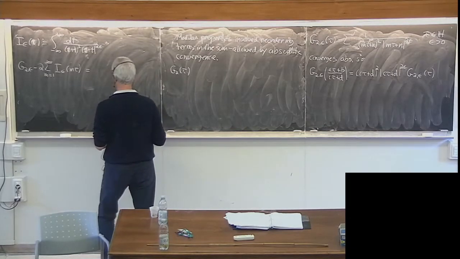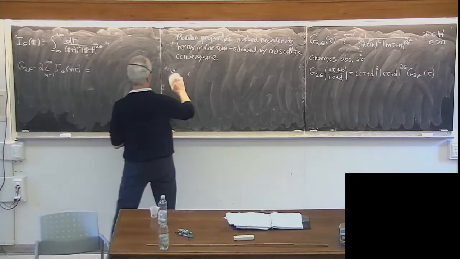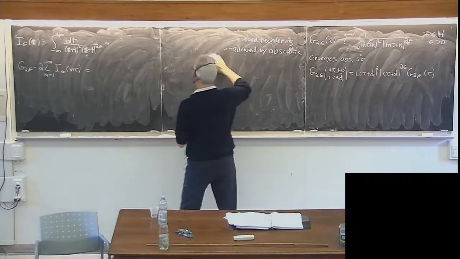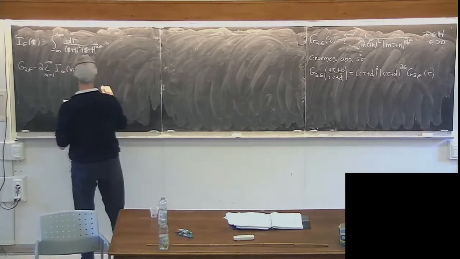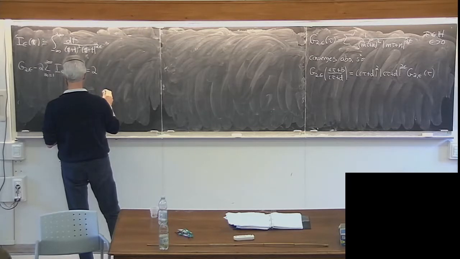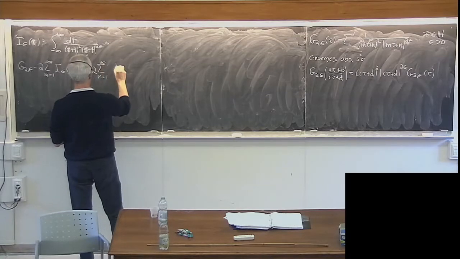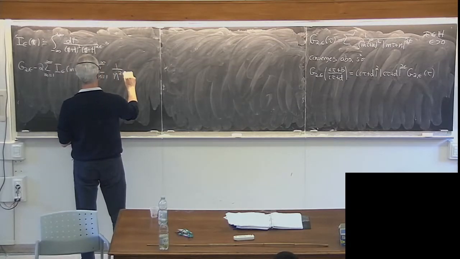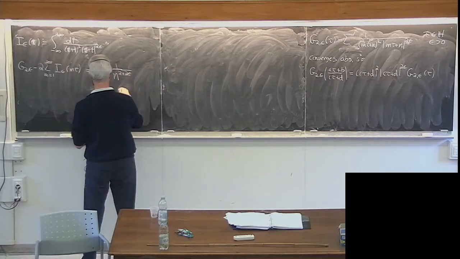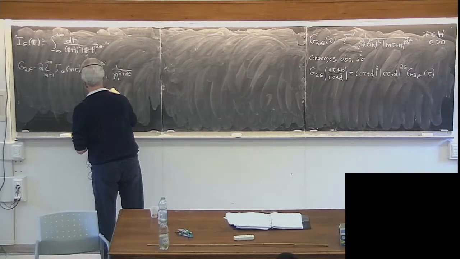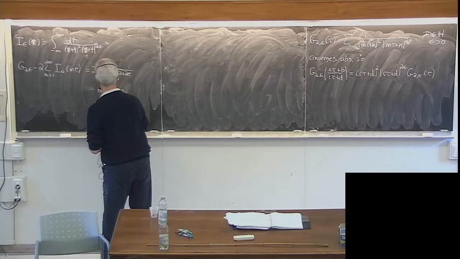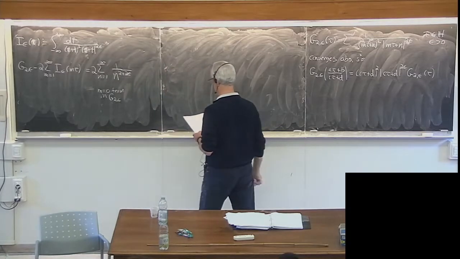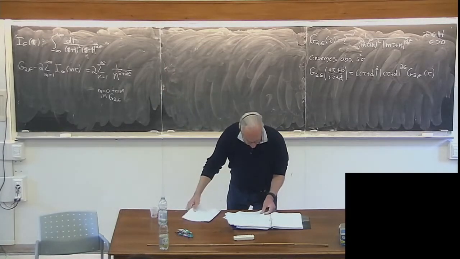Okay, so this is equal to twice the sum n equals 1 to infinity, 1 over n to the 2 plus 2 epsilon. This comes from the m equals 0 term in G2 epsilon.